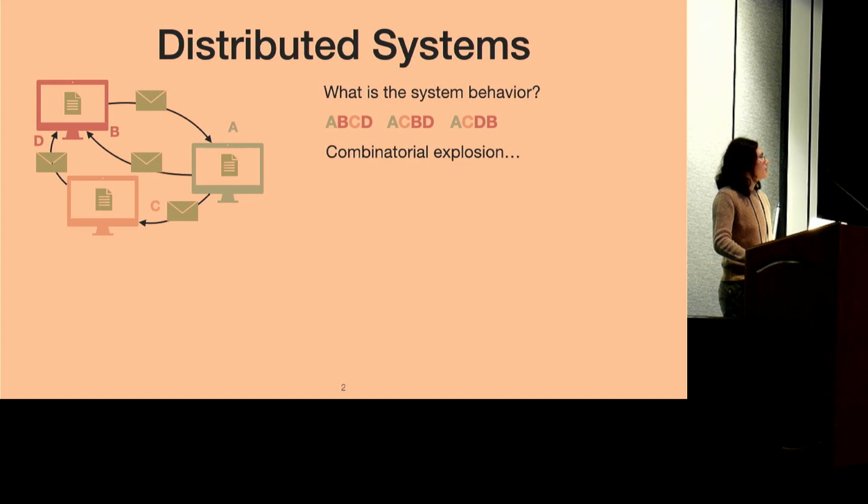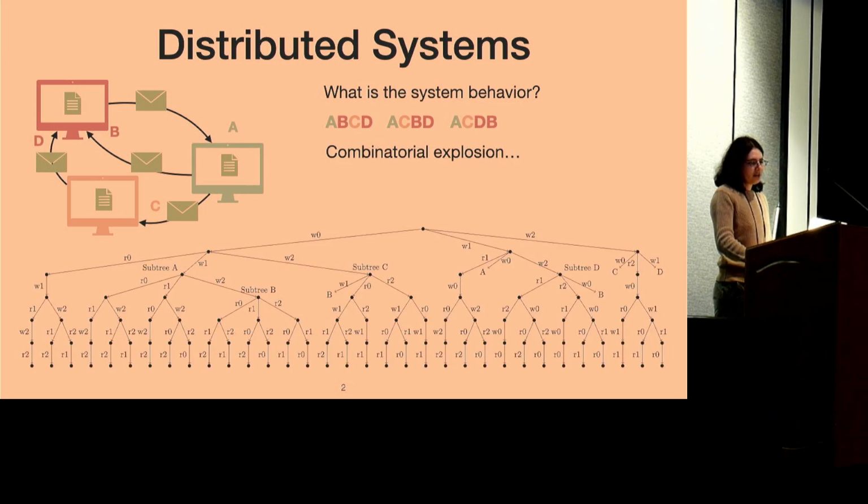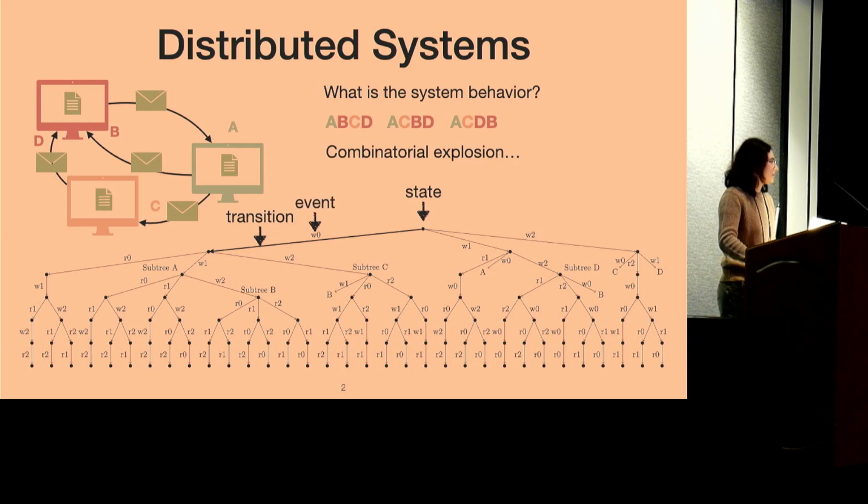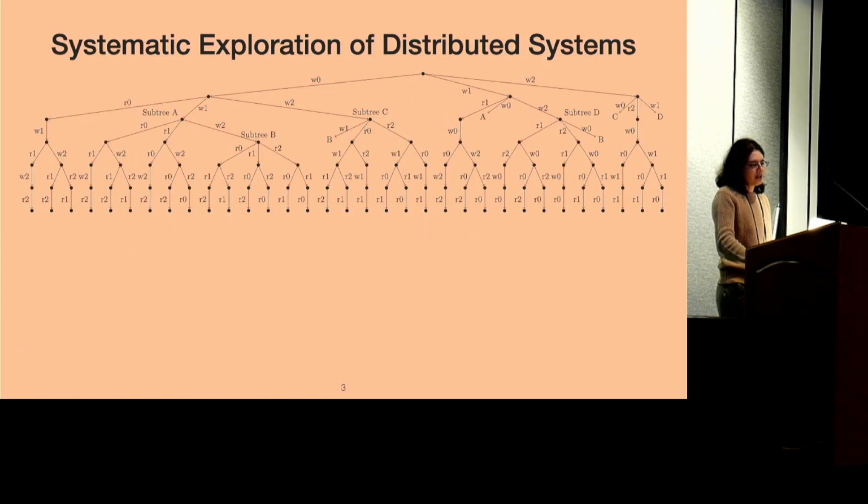And for a simple example with only 6 messages, if you're interested, you can see more details about this example in the paper. We already have an execution tree that looks like this. So here, every node is a state, every edge is a transition, and we also label every transition with its associated event. So this combinatorial explosion poses a scalability challenge if we're trying to explore everything in this execution tree. So what do we do?